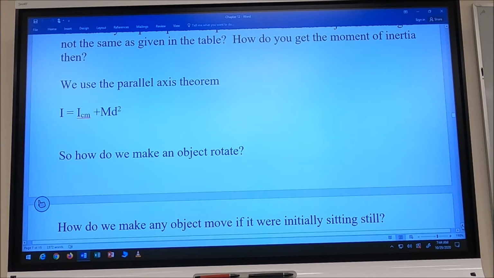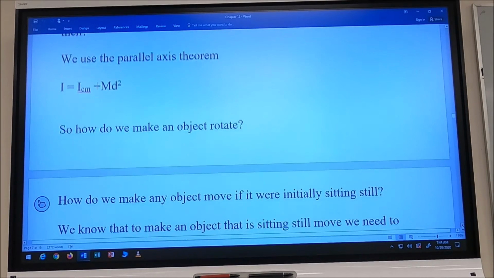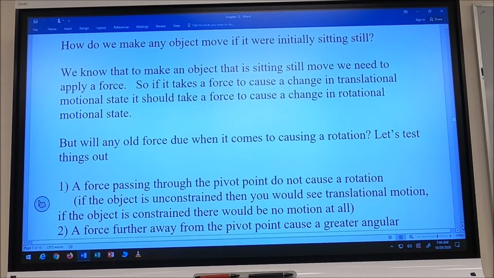Now, what do you think causes an object to rotate? If we think about motion that we've already talked about, we know that to make an object move requires us to apply a force. So if an object is initially sitting still, we've got to apply a force to make it start to move. If we want to speed it up, we've got to apply a force. If we want to slow it down, we've got to apply a force. And therefore, if we want to make something rotate, we're going to have to apply a force.